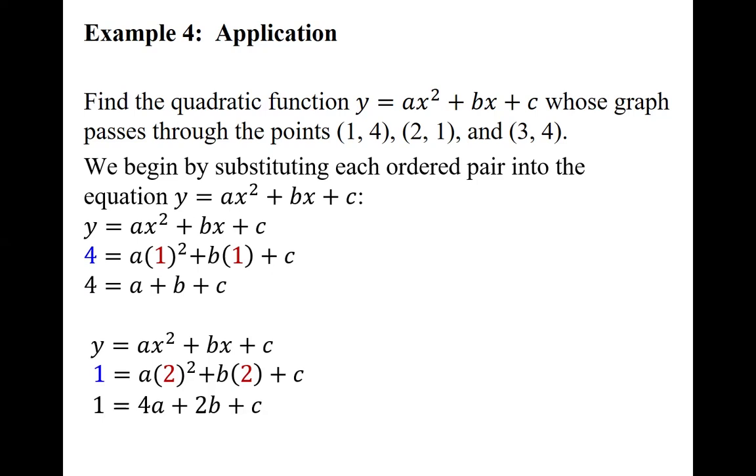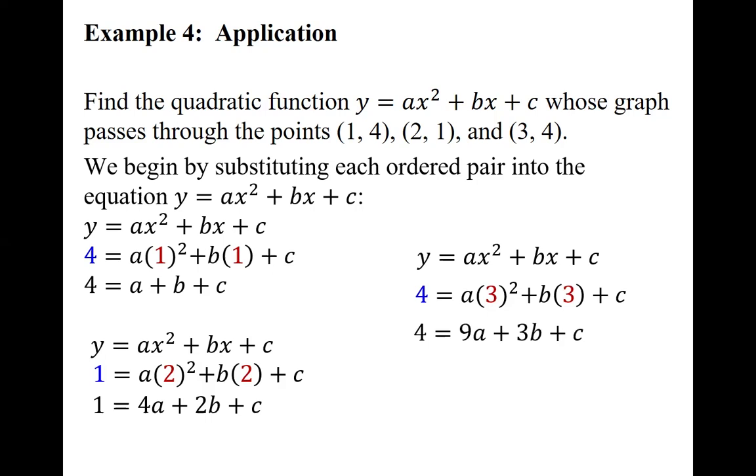You see where we're going with this. Let's go ahead and substitute the third pair. The 3 for x, the 4 for y. 3 squared is 9, so 9a plus 3b plus c equals 4.